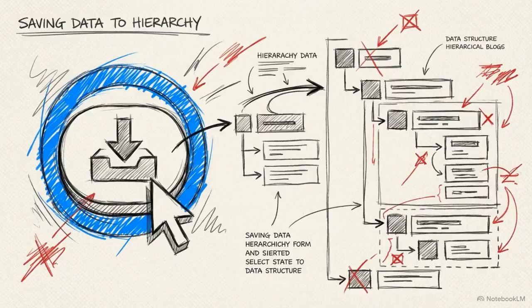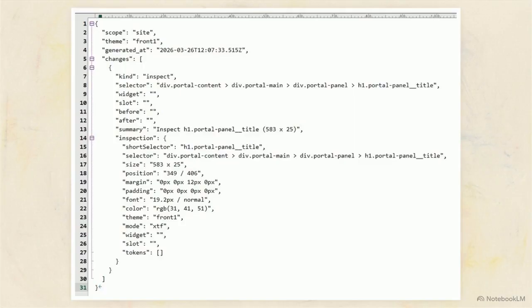When you dial in the perfect local fix, click the Export Selection button in the toolbar to save your work. This generates a detailed JSON export of your current inspection snapshot. JSON is a lightweight data format that stores information as readable text. This file captures your selector paths, widget context, and any matched tokens.